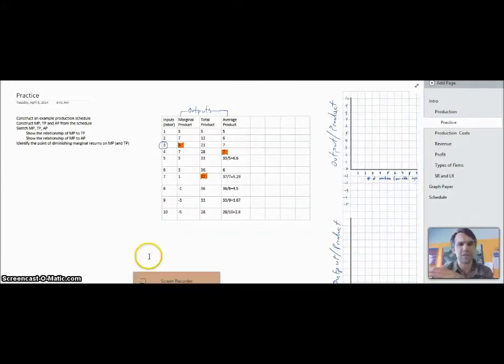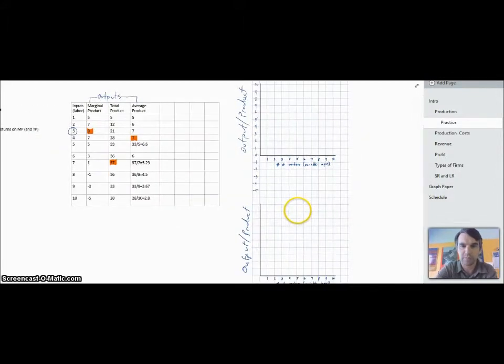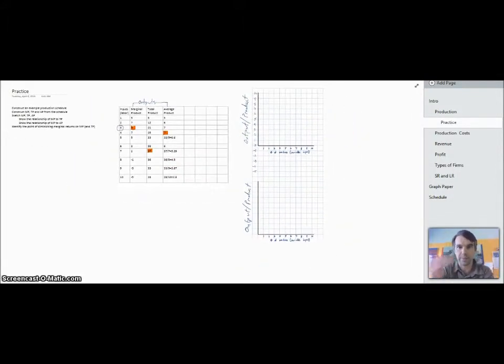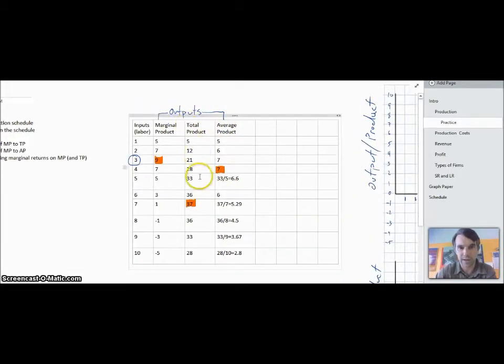Okay, now that I've finished constructing an example production schedule, I'm going to do the next step. Remember, with construct, to construct these curves, I'm going to have to use the data that's provided. I can't just sketch them. So whatever I put over here on my graphs has to match up with what my data says. A couple things real quickly. First of all, you notice that I have put 2 graphs top and bottom. Well, that's because when I look at the data over here, the data in the total product column goes all the way up to 37, whereas the highest number in these 2 columns is 7 and 9.